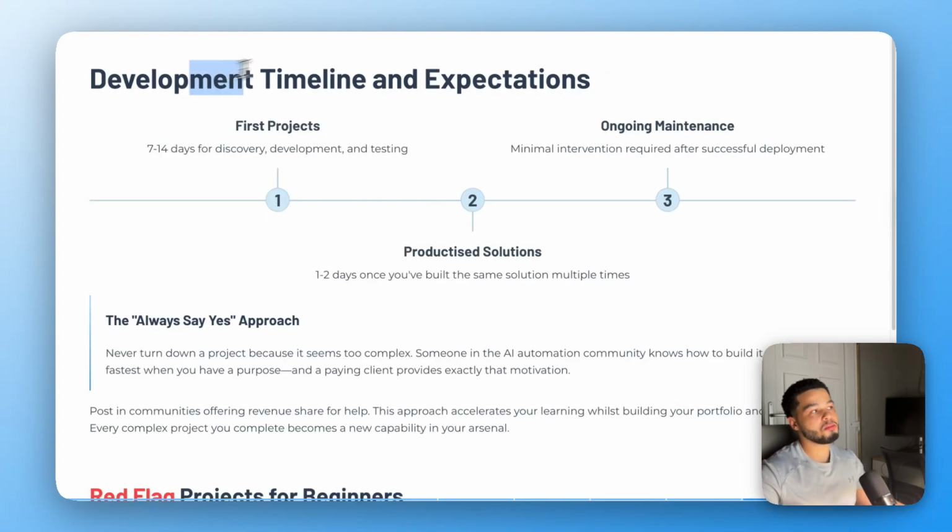Now, development timelines and expectations are important for clients because they always want to know, when is this thing that you're building me going to be ready? For your first few projects, a lot of the time it may take 7 to 14 days for discovery, development, and testing.